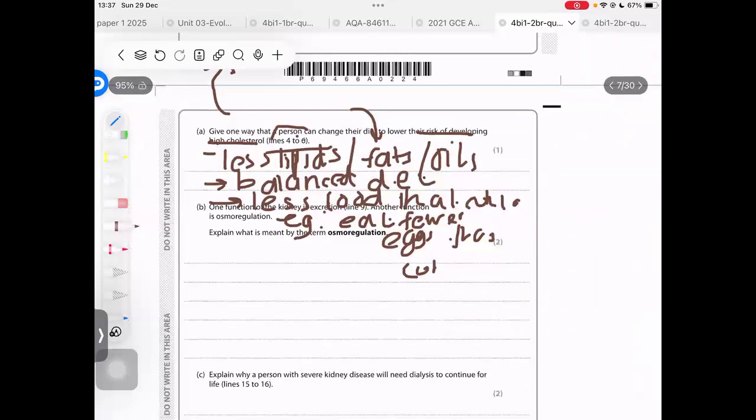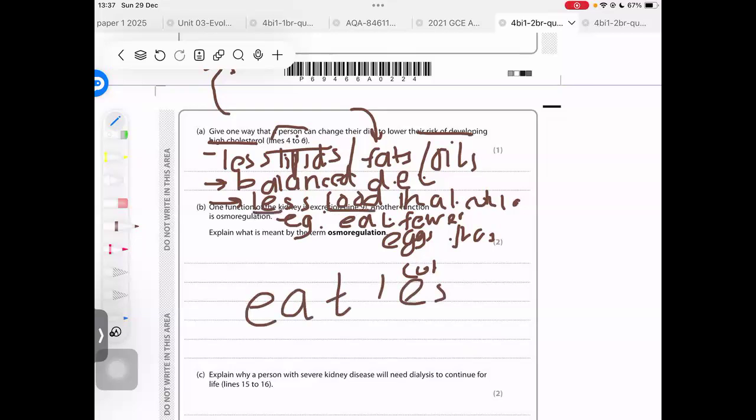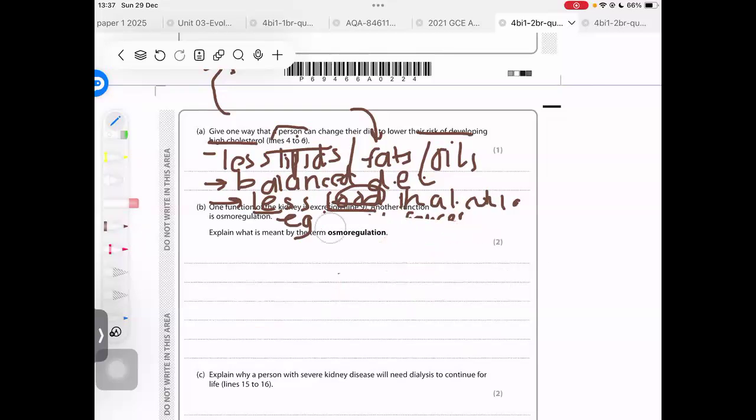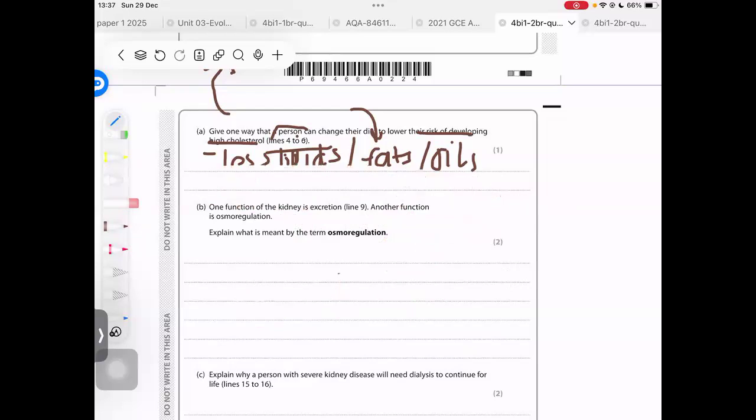If you have just written eat less cholesterol, they are not giving marks for that. If you have directly said something like eat less cholesterol, it's not correct. You have to take less food that contain cholesterol. You have to mention about food. Take less food that contain cholesterol, or take less lipids, or take less fats, or take less oils, or have a balanced diet. So be a bit careful when writing the answers. I will check your answers and tell you where you've gone wrong.